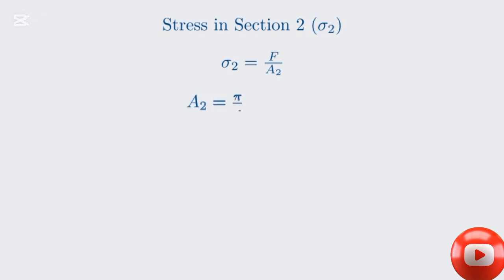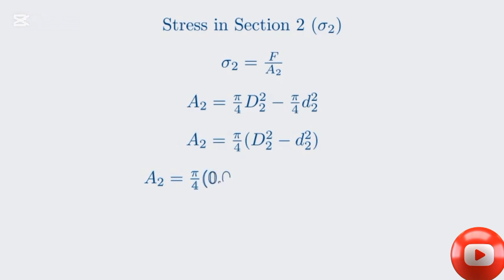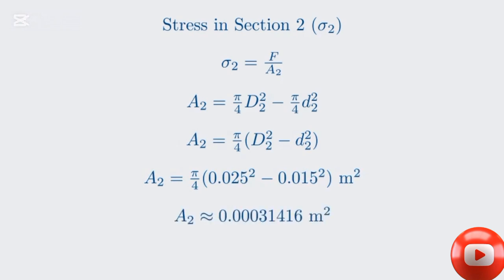The process is similar, but we must use the correct area for a hollow cylinder. The stress in the lower part, sigma 2, is the force F divided by its area, A2. The area A2 is the area of the outer circle minus the area of the inner hole. So, A2 equals pi over 4 times the outer diameter squared, minus pi over 4 times the inner diameter squared. We can factor out pi over 4 to make the calculation cleaner. A2 equals pi over 4, multiplied by the difference between the outer and inner diameters squared. Plugging in our values, A2 is pi over 4 times the quantity 0.025 meters squared minus 0.015 meters squared. Calculating this gives us an area of approximately 0.000311416 square meters. Notice that this is a smaller area than A1, as expected, since it's hollow.